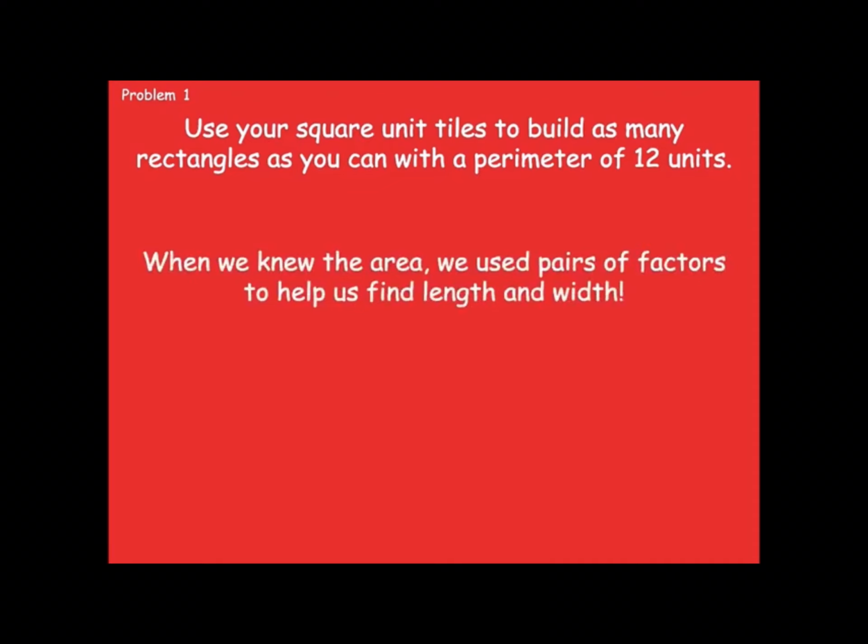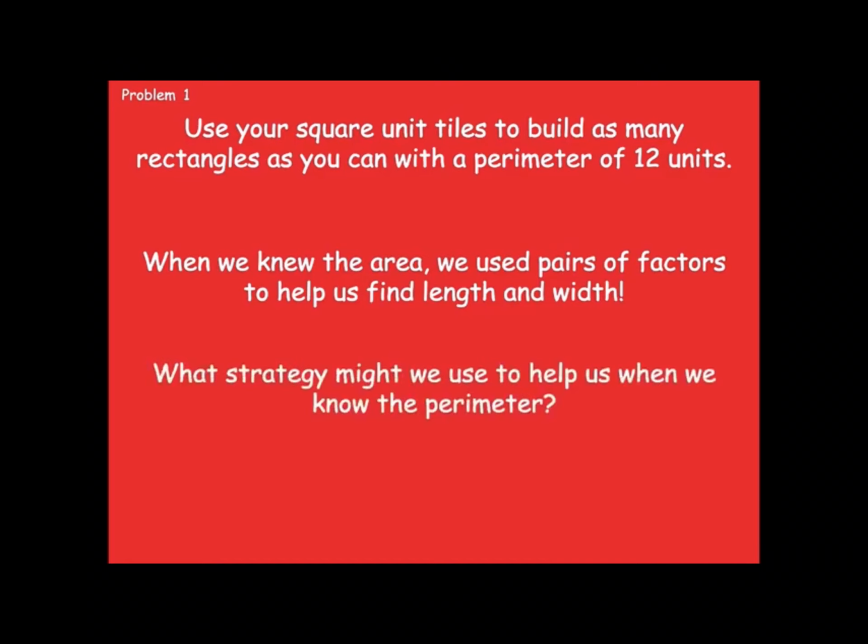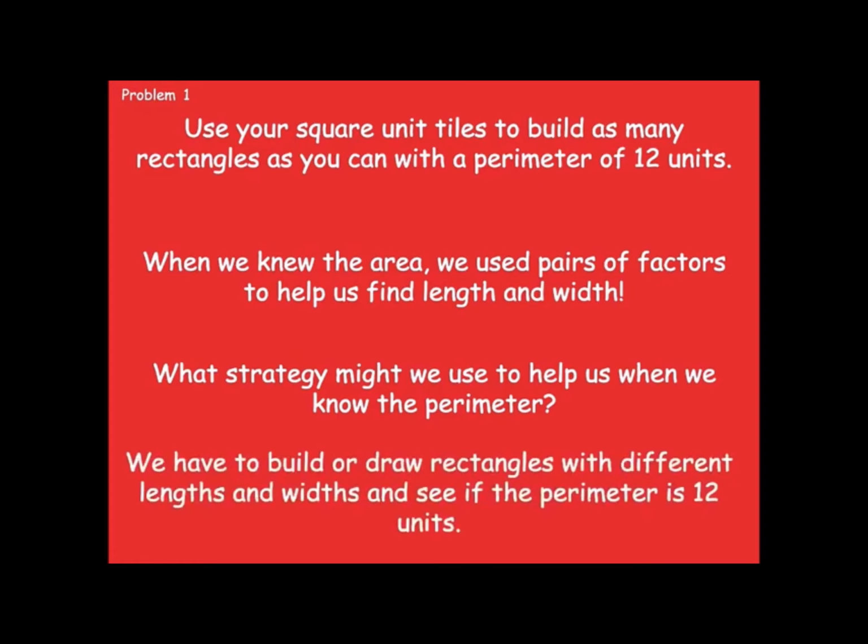So when we knew the area, we used pairs of factors to help us find the length and the width. What strategy might we use to help us when we know the perimeter? What do you think? Right, well, we could build or draw the rectangles with different lengths and widths to see if the perimeter is 12 units. But that might take too long. So let's see if we can figure out a strategy we can use with another problem.